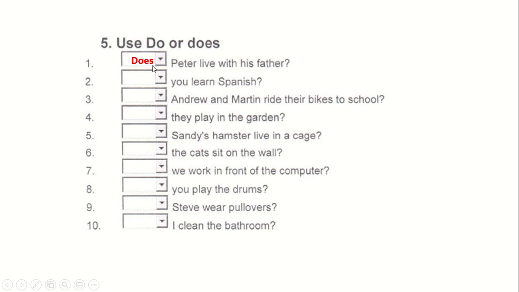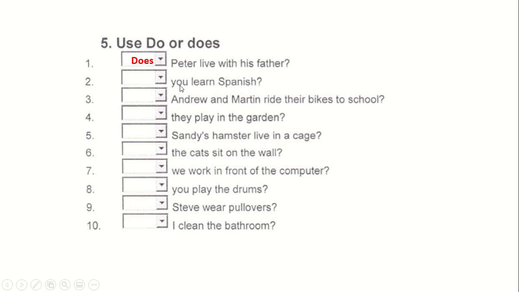So why did we choose does? Where is the subject of the sentence? The subject of the sentence is not at the beginning, because this is not a sentence. This is a question. Where is the subject? The subject comes after do or does. Here we have Peter. Peter is singular, مفرد, so we use does. Does Peter live with his father?